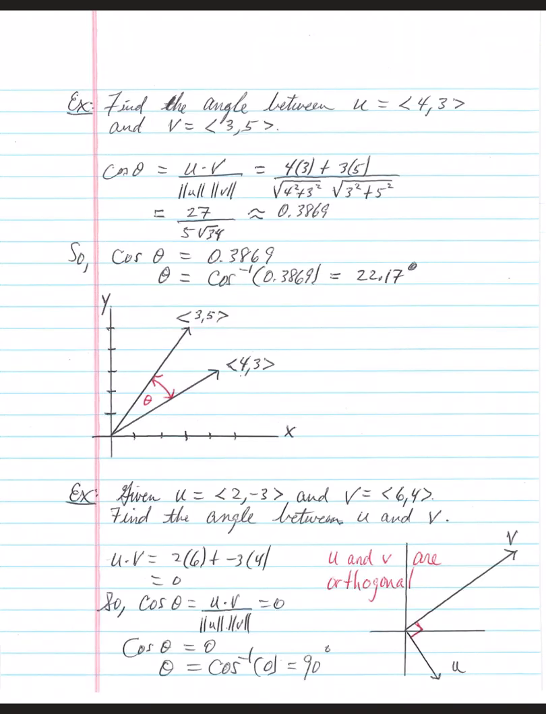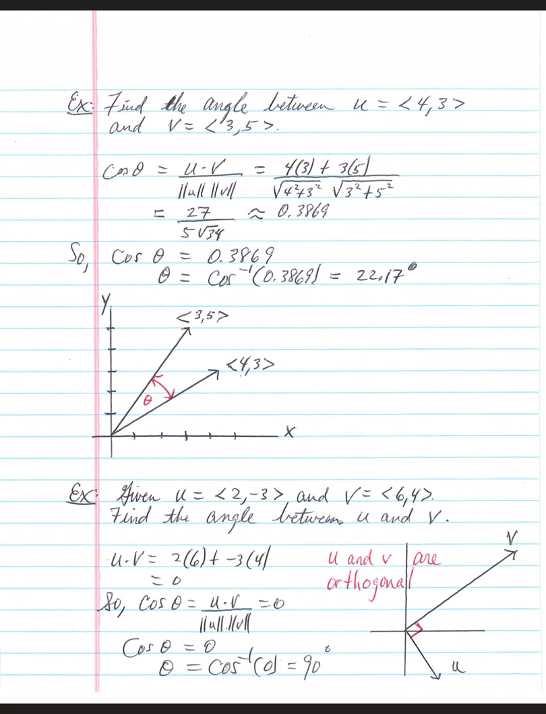Example, find the angle between vector u and vector v. I went ahead and drew this out to give you a visual. Vector u, which is 4, 3, start at the origin, go to 4, 3, directed line segment. Vector v, start at the origin, end at 3, 5, directed line segment. So we've got our two vectors. We're asked to find the angle between, so we're going to use the first formula from the previous slide, the one where we have cosine theta on one side.